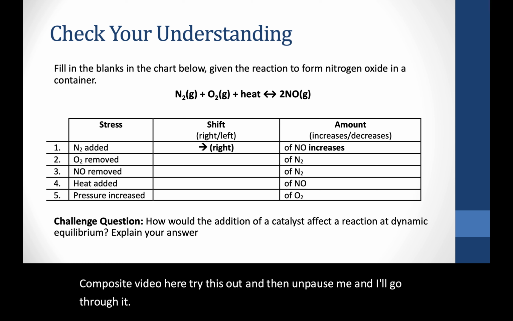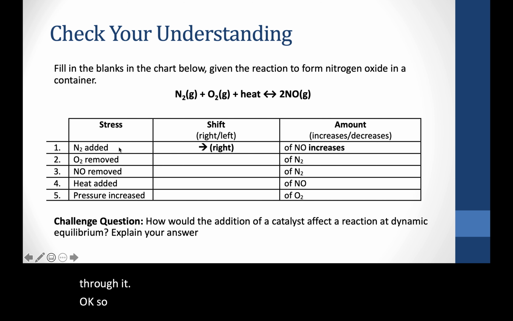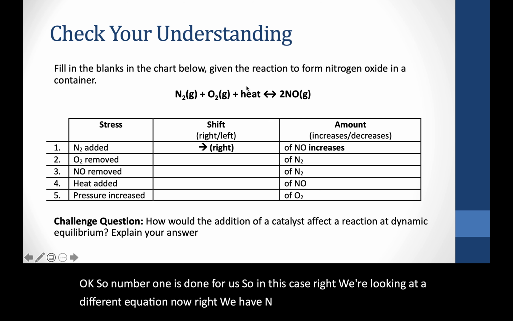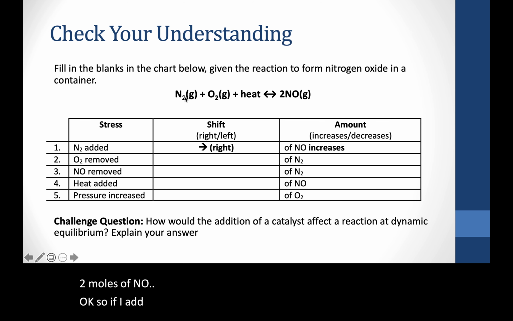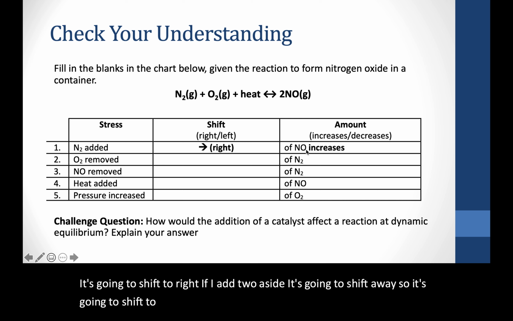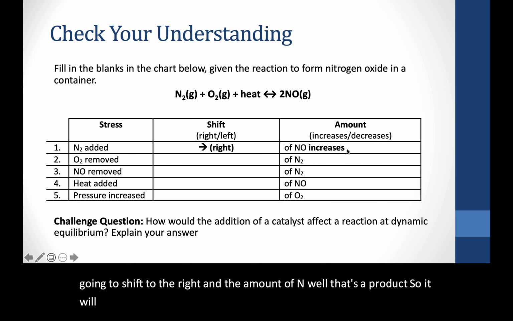Okay, so number 1 is done for us, right? So in this case, we're looking at a different equation now. We have N2 gas, O2 gas, plus heat makes 2 moles of NO. Okay, so if I add N2, it's going to shift to the right, right? If I add to a side, it's going to shift away, so it's going to shift to the right, and the amount of NO, well, that's a product, so it'll increase. Okay, this first one is good.